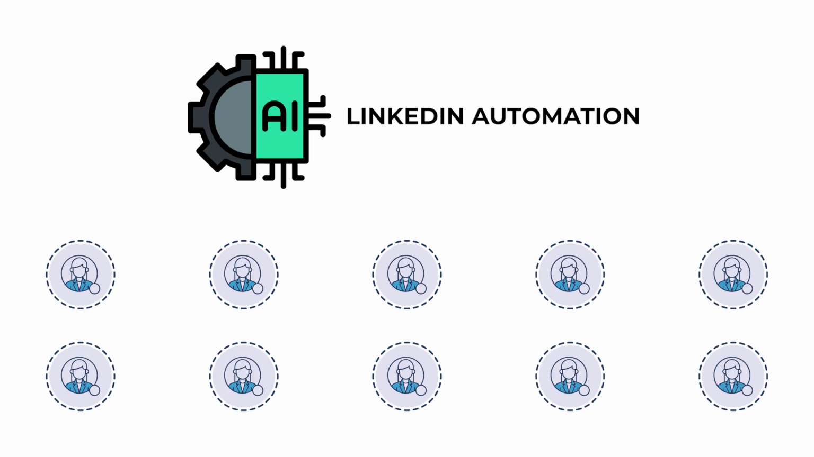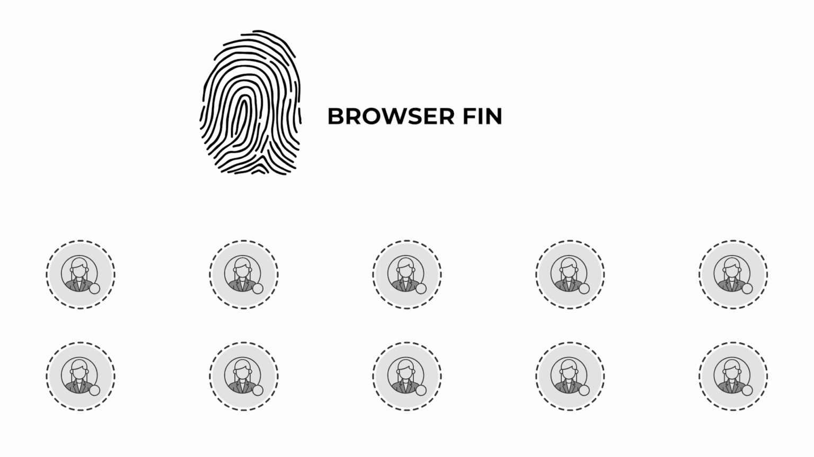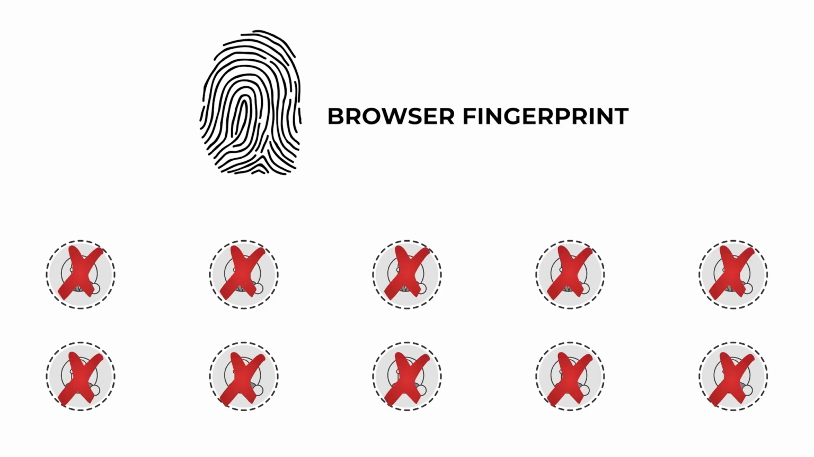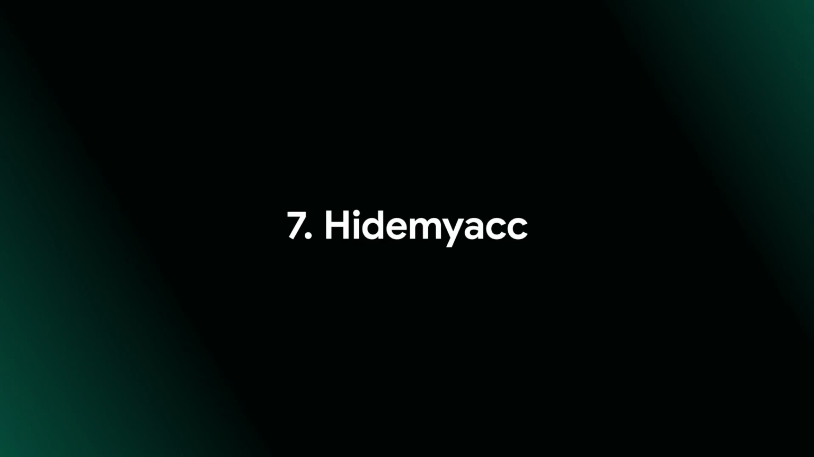Have you noticed a common issue with all these tools? If you run multiple LinkedIn accounts on the same device, your accounts can easily get banned. The reason is LinkedIn can detect and link these accounts through browser fingerprinting. And when running automation, LinkedIn may classify it as spam behavior. If one account gets banned, other accounts sharing the same IP and device may also get banned. And Hidemyacc is the tool I want to introduce to help solve this problem.